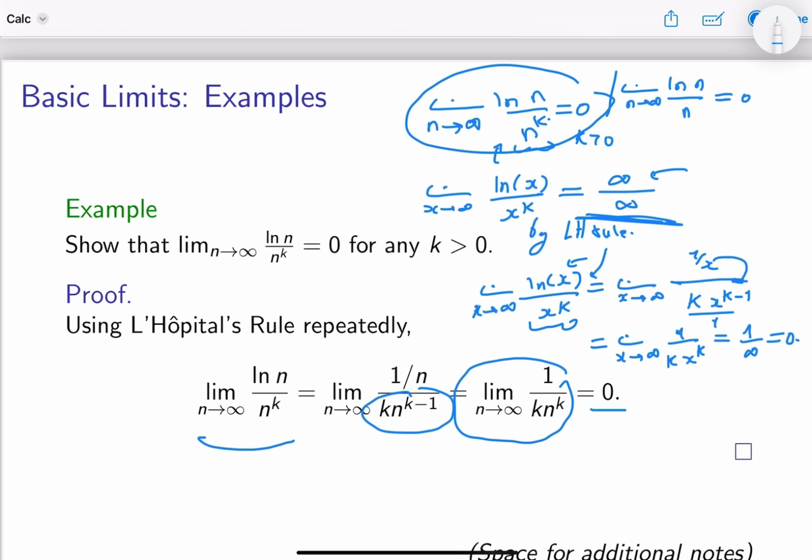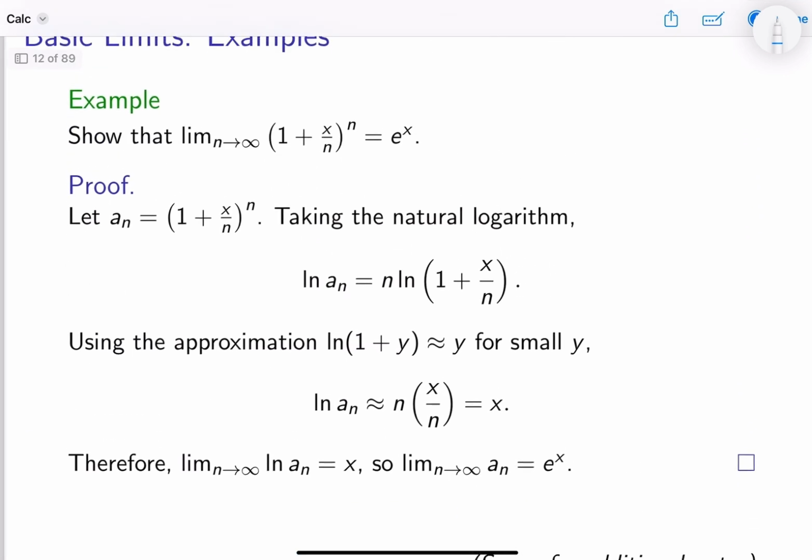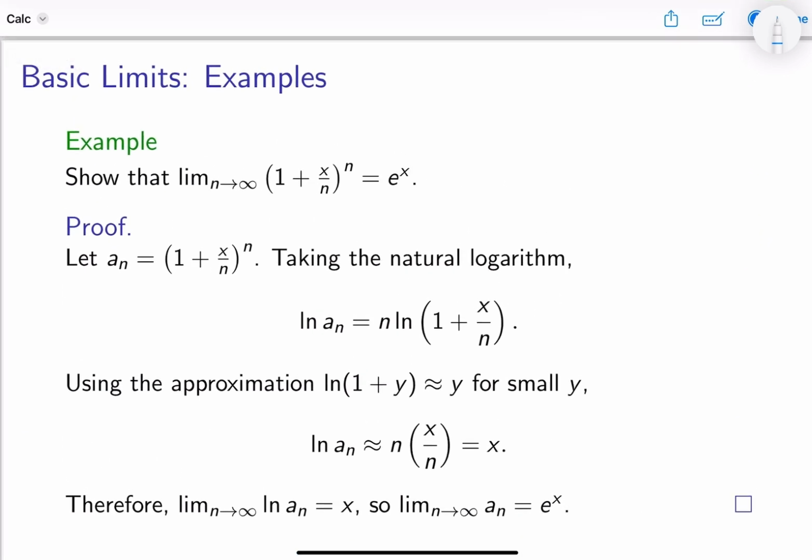So we're going to do one more important example of calculation of limits that's going to use both L'Hopital's rule and the continuous function theorem. So let us go back to the continuous function theorem and do this very important limit that you might encounter. You want to prove that the limit of (1 plus x over n) to the n, as n tends to infinity, is exponential to the x.